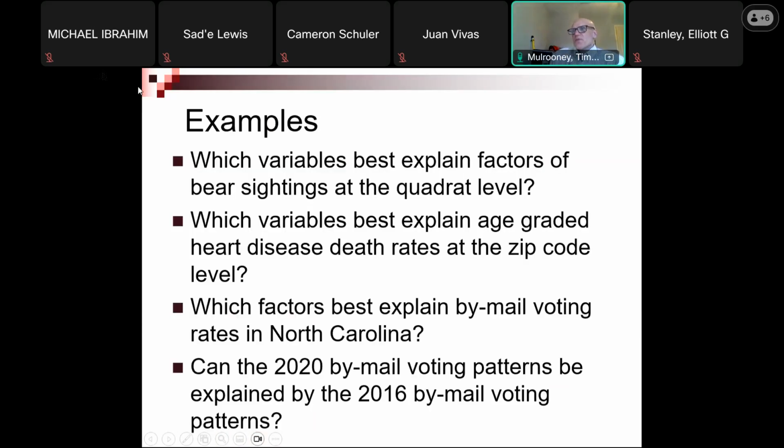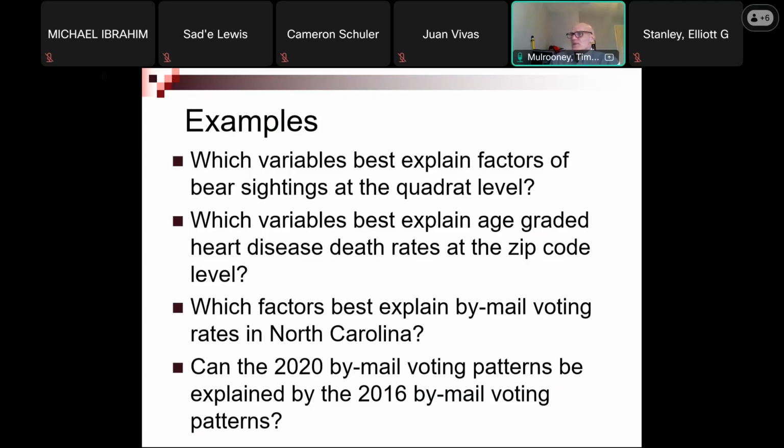So some of the examples of predictive analysis are which variables best explain factors of bear sightings at the quadrant level. So we're kind of revisiting this bear paper. We create these quadrants. And remember why we create quadrants? Quadrants are just little evenly sized squares. There's some good things about quadrants. There's some bad things about quadrants. Quadrants aren't very practical when we're doing things with crime, populations, because we don't collect data in nice, pretty little squares. We collect them in block groups, and everything else.